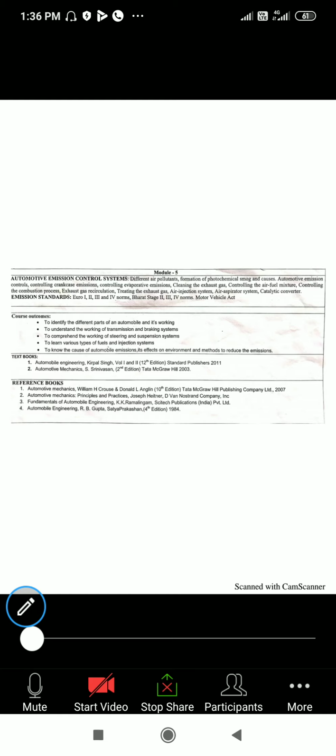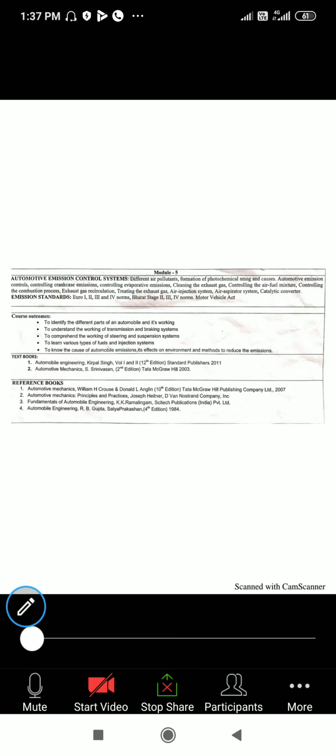And there is a standard emission chart. Okay, as per the norms, Indian standard norms, Bharat Stage and the Euro stage, under the Motor Vehicle Act, which is done by the Indian government. So these are the things which we are going to discuss in module number 5.